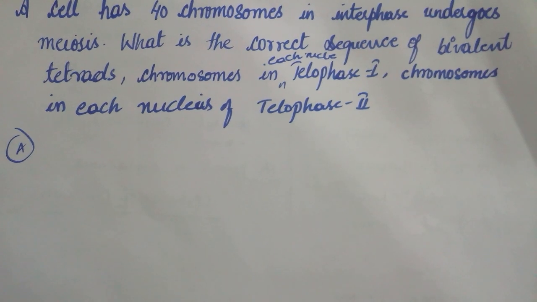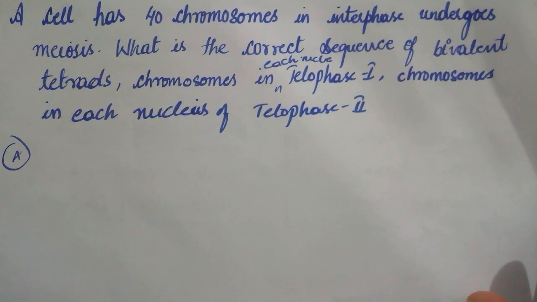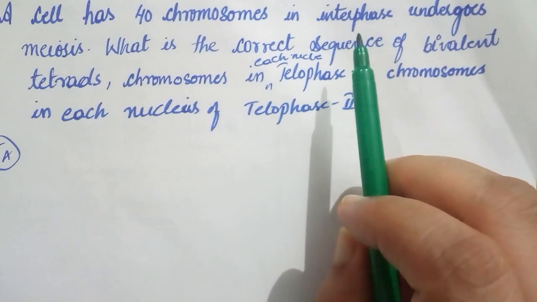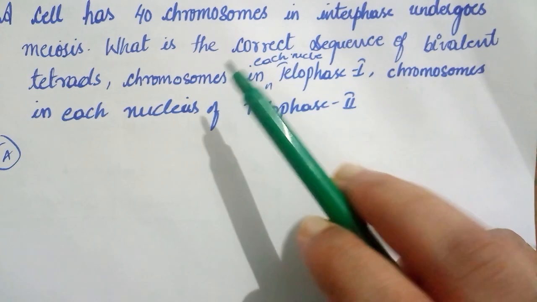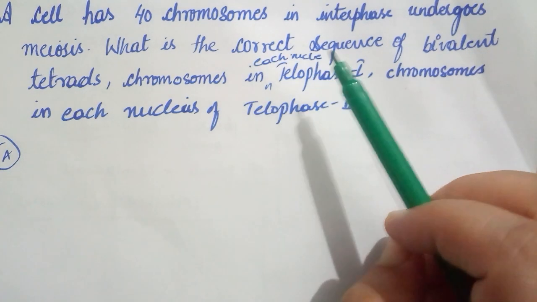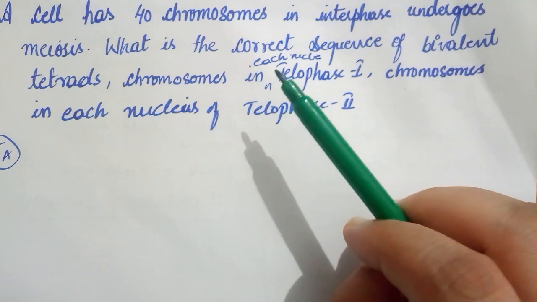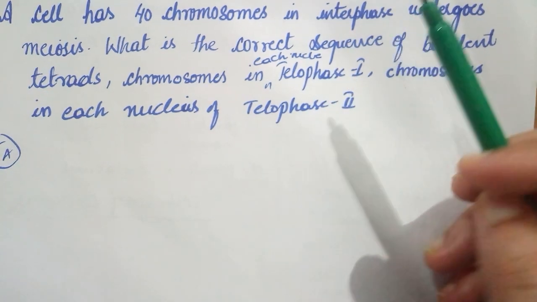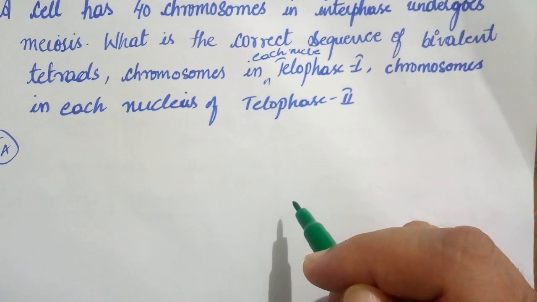Hello guys, so we'll see one question. A cell has 40 chromosomes, and that cell which is having 40 chromosomes in the interphase stage is undergoing meiotic division. And what is the correct sequence of bivalents, tetrads, chromosomes in each nuclei of telophase 1 and chromosomes in each nuclei of telophase 2? Okay, so this is the question.